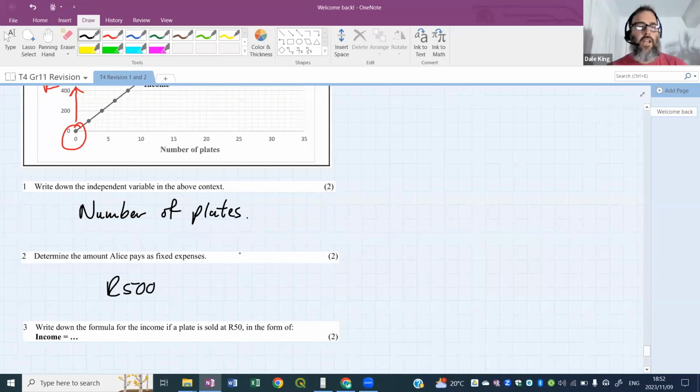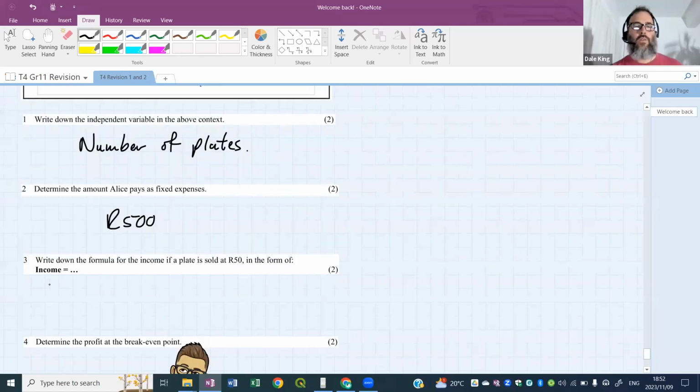Okay, very good. Number 3, write down the formula. Oof, you see how students struggle with this. Write down the formula for income if a plate is sold at 50 Rand. In the form, income equals. So we're going to write down an equation. The income will equal what? Who would like to try this one? You can type it in chat if you want. We're selling plates and they sell at 50 Rand. So what kind of equation for income could we write?